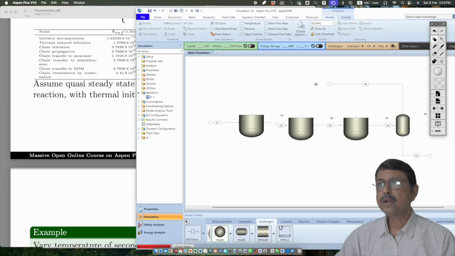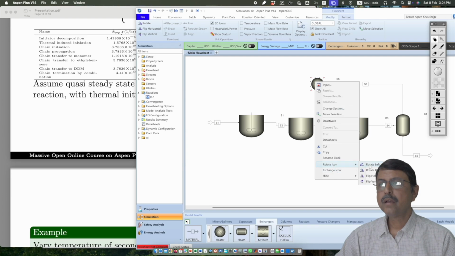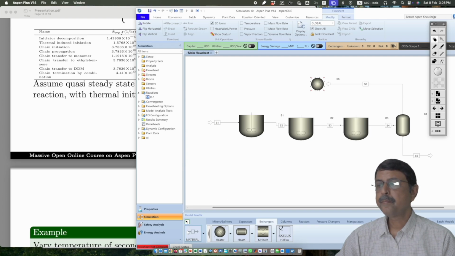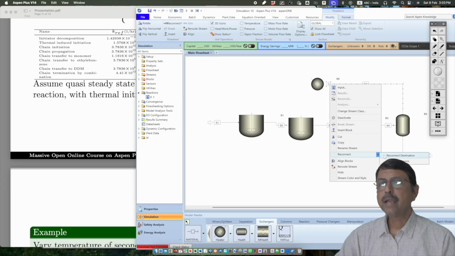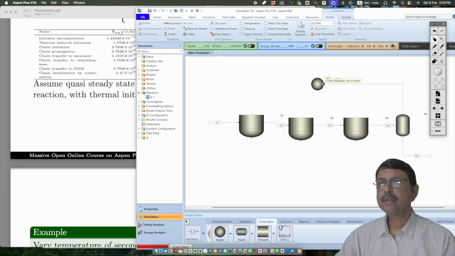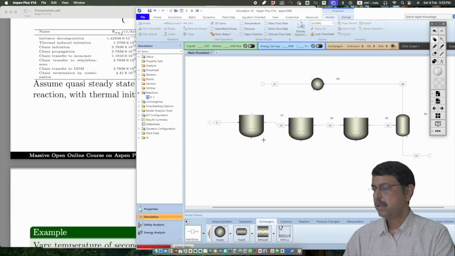We can put a cooler, and the cooler can be rotated, icon flip horizontal, and then this one we can reconnect to the destination, and this one is the product. Okay, right.